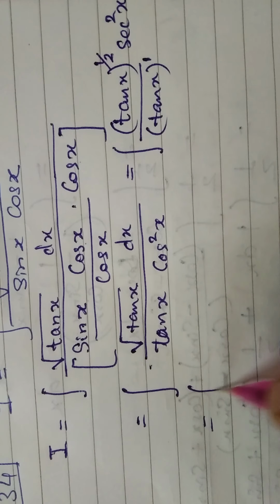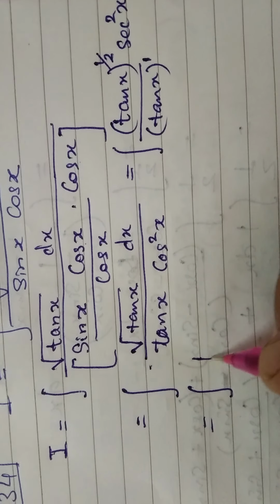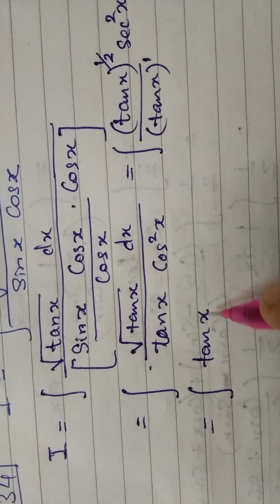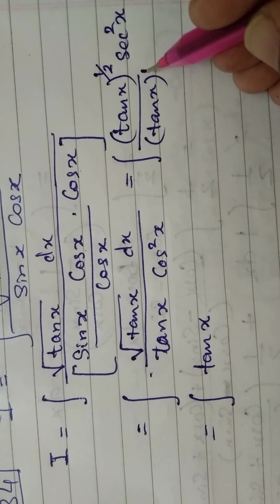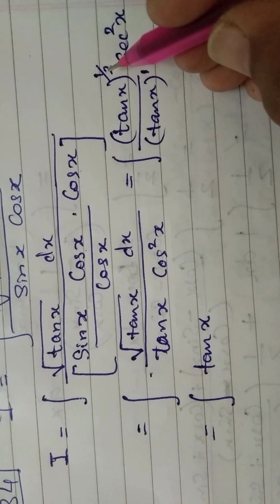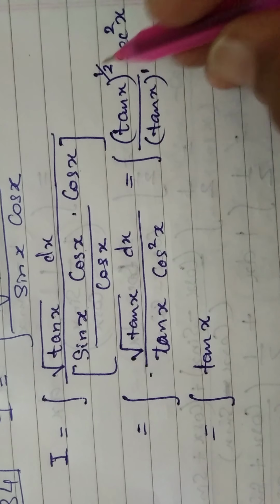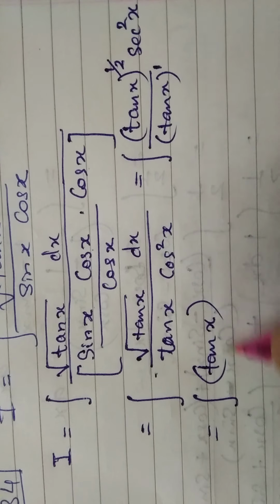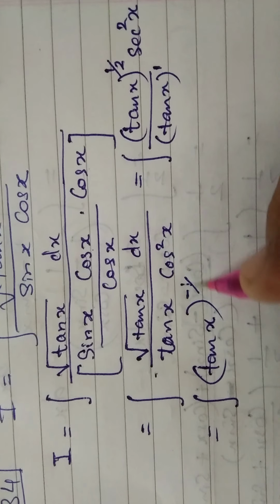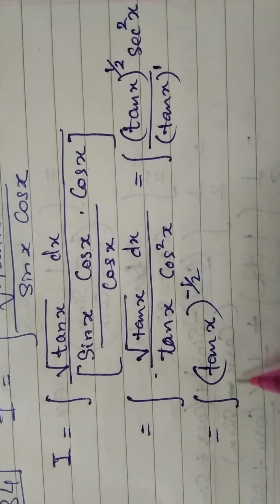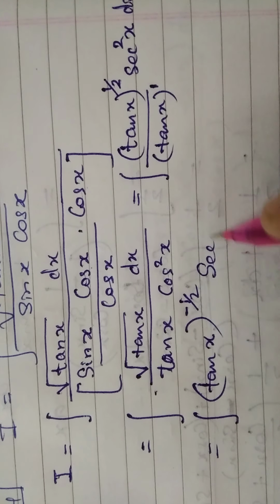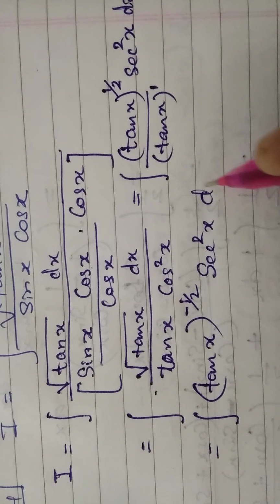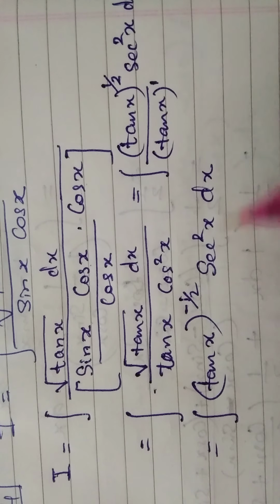So further it becomes integral, I can write tan of x, this power is half, and plus 1 from the denominator goes up, so it becomes minus 1. Half minus 1 is going to be minus half. So I have tan of x to the power minus half into sec squared x dx. So this is my term.